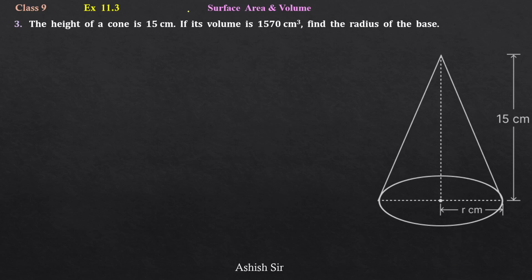Hi, here we have a question from Surface Area and Volume, Exercise 11.3, question number 3. The height of a cone is 15 centimeters. If its volume is 1570 centimeter cube, find the radius of the base.